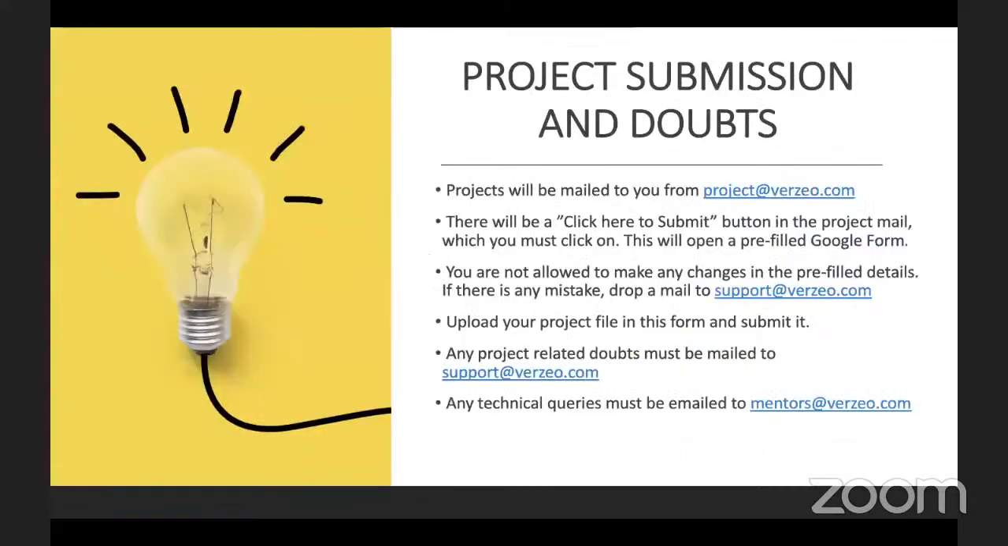Moving on, your project submission and doubts. You have to submit your project. Projects will be emailed to you from project@verzeo.com, and there is a very easy process. Click the submit button in the project mail, which will take you to a pre-filled Google form. You're not allowed to make any changes in the pre-filled details. If there's any mistake, make sure that you revert back to us so that we'll make the changes.